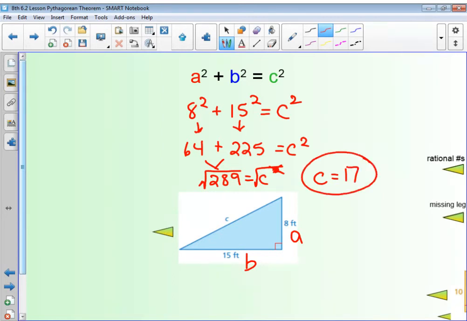Okay, you should have gotten C equals 17 on this triangle. You're not always going to get perfect whole numbers, so just be prepared. Sometimes you will end up with a decimal number, and that's okay. If you get a decimal number, just round to the first decimal place, so the nearest tenth. You don't have to write really long decimal numbers.